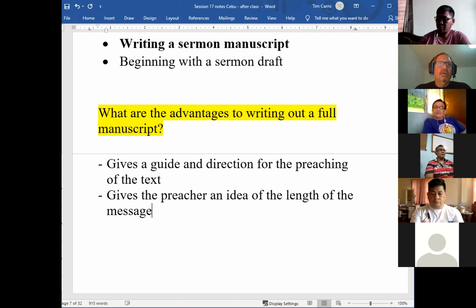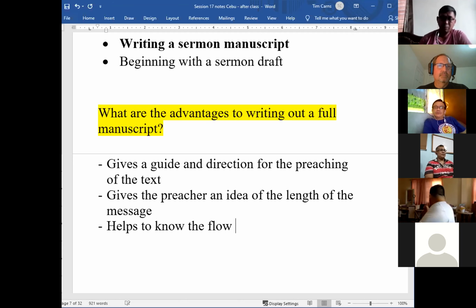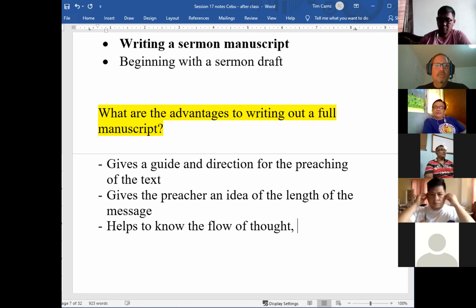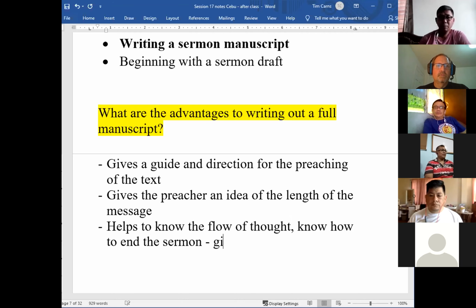Are there any other advantages to writing out a full manuscript? For me, Dr. Tim, it guides me in the flow of my preaching, and also gives me the overview of the point that I'm going to deliver to the church, and how I land or end the sermon. Without the full manuscript, it could be messy for me. That's why I write a full manuscript of my sermon.